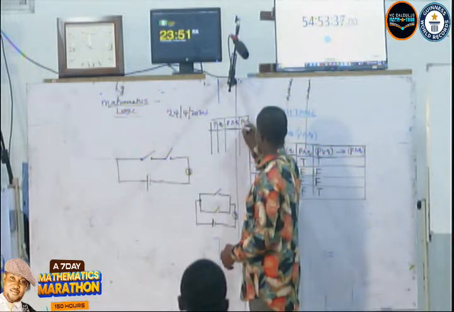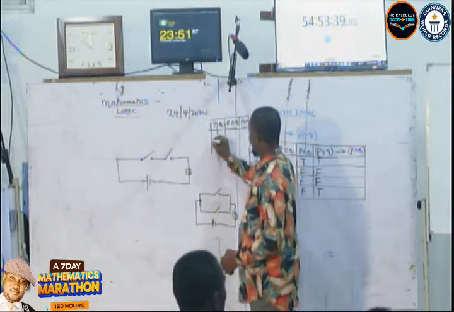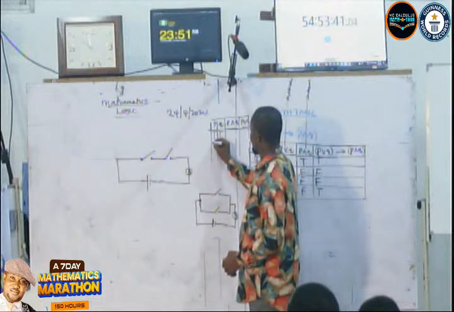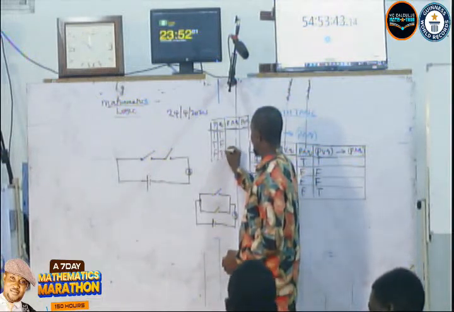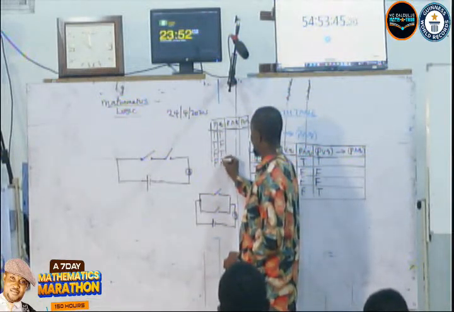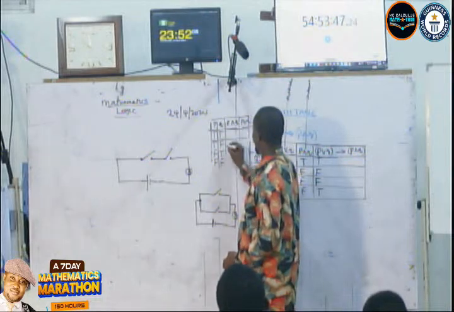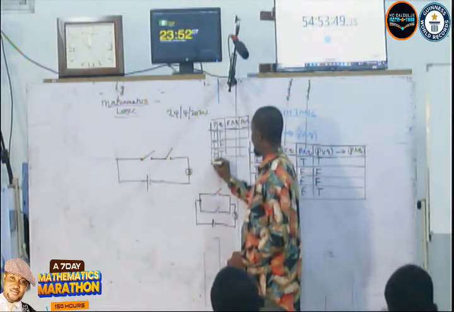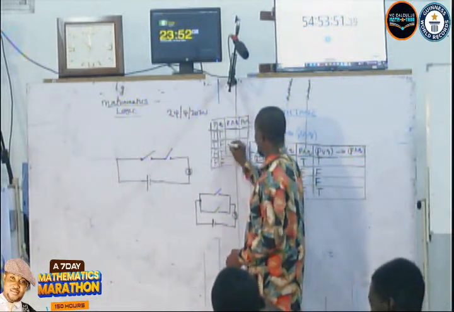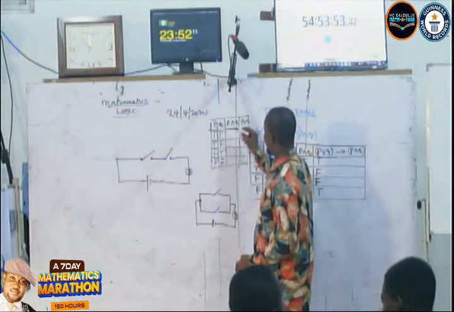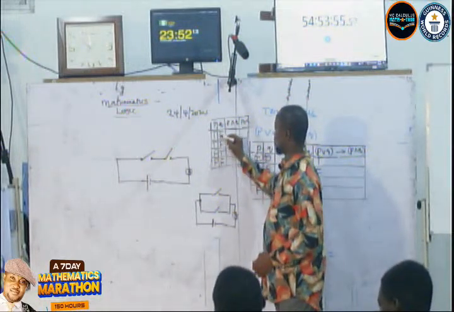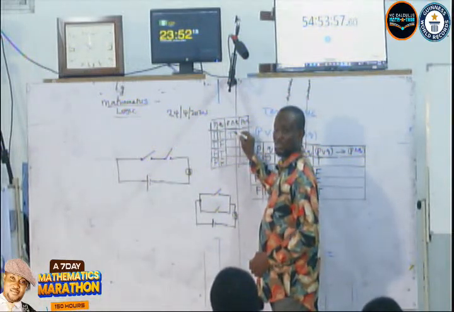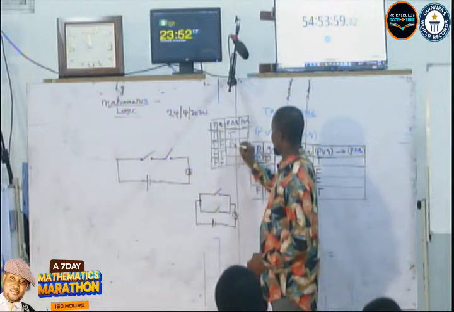P or Q. True, true, true, false, false, true, false, false. Now remember what I told you when I was telling you about this gate. I said that for this AND, the two must be true for it to be true. Otherwise it's what? False.